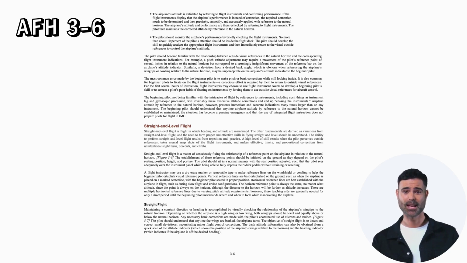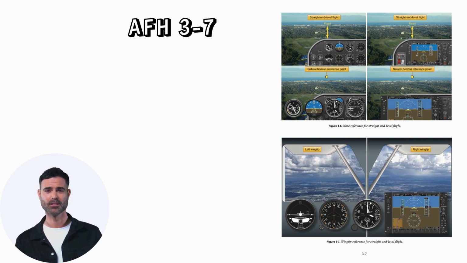The pilot should understand that anytime the wings are banked, the airplane turns. The objective of straight flight is to detect and correct small deviations, necessitating minor flight control corrections. The bank attitude information can also be obtained from a quick scan of the attitude indicator, which shows the position of the airplane's wings relative to the horizon, and the heading indicator, which indicates if the airplane is off the desired heading. Figure 3.6, nose reference for straight and level flight. Figure 3.7, wingtip reference for straight and level flight.